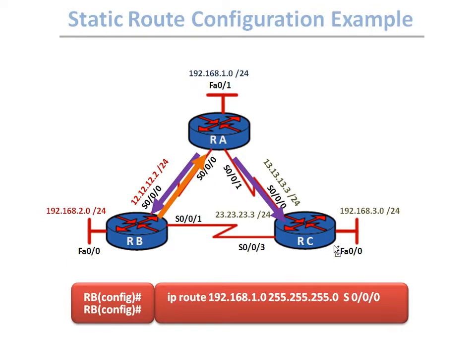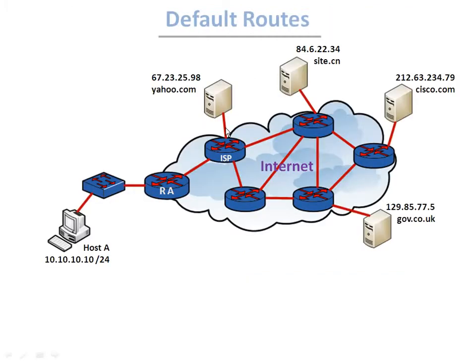We want to configure the static route for the 3.0 network using the next hop IP address 23.23.23.3. All you have to do is, in global configuration mode, type IP route 192.168.3.0, 255.255.255.0, and then the next hop IP address, which is 23.23.23.3.